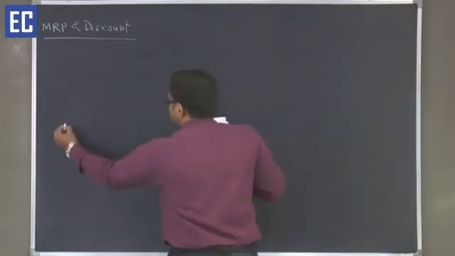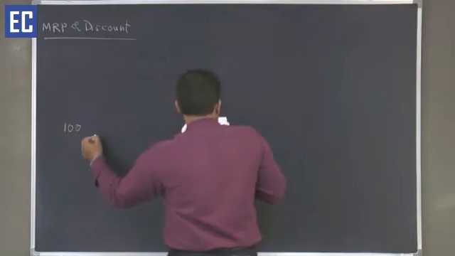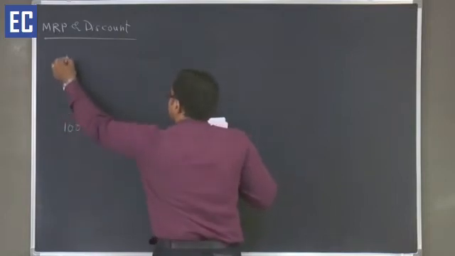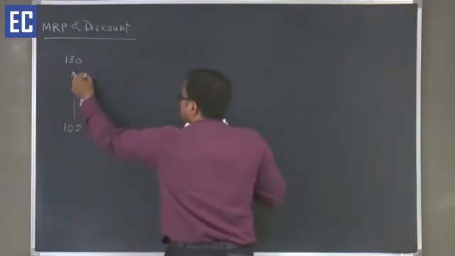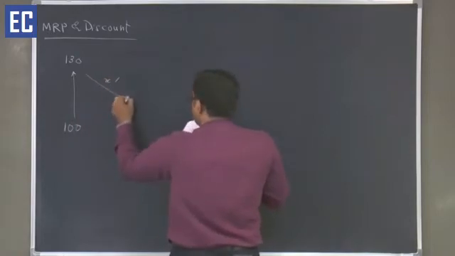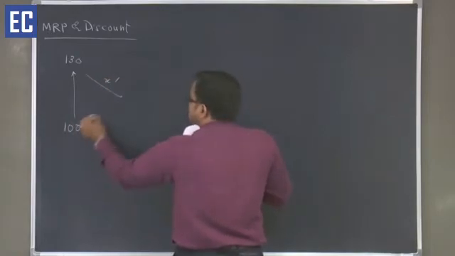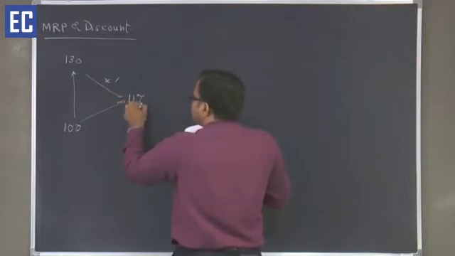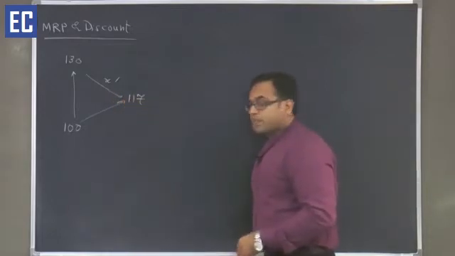So now what we are doing is, let us say the cost price is rupees 100. He is marking it up by 30%, so it goes to 130. He is offering a discount of X%, and his profit is 17%. So from 100 to 17%, so this is 117. What is the discount here?